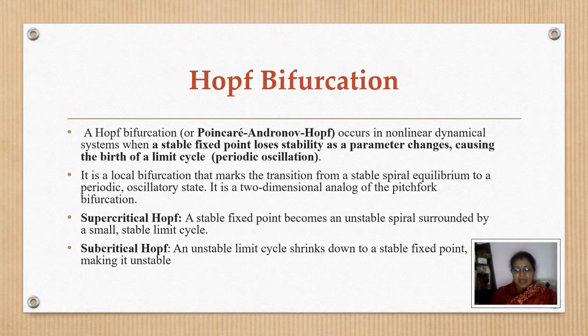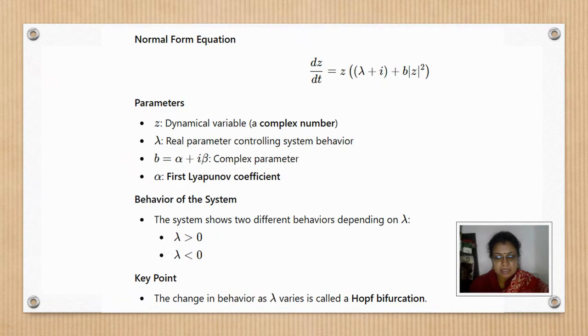It is a local bifurcation that marks the transition from a stable spiral equilibrium to a periodic oscillatory state. It is in fact a two-dimensional analog of the pitchfork bifurcation. So there are again two types, supercritical as well as subcritical Hopf bifurcation. So let us get into the mathematical analysis.